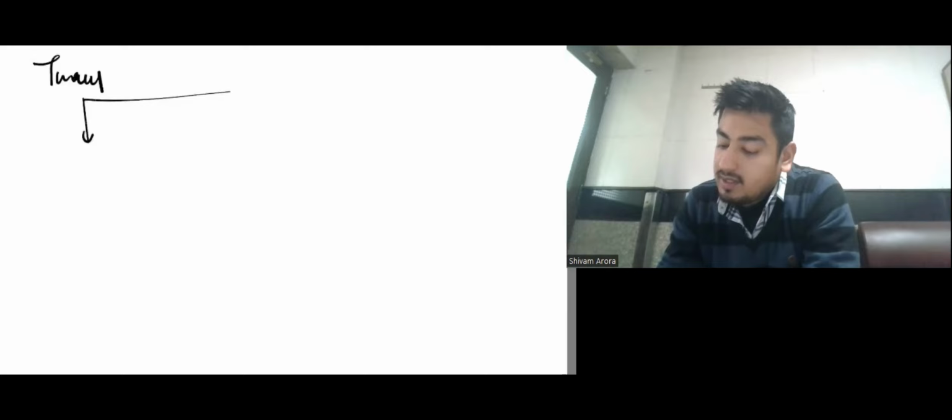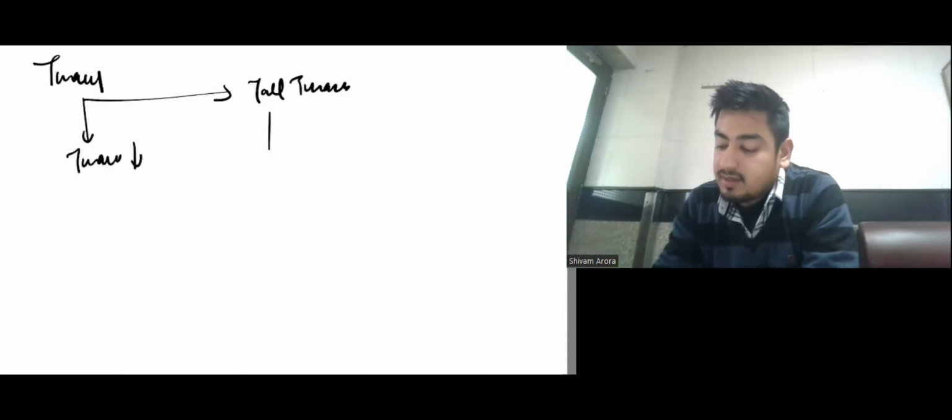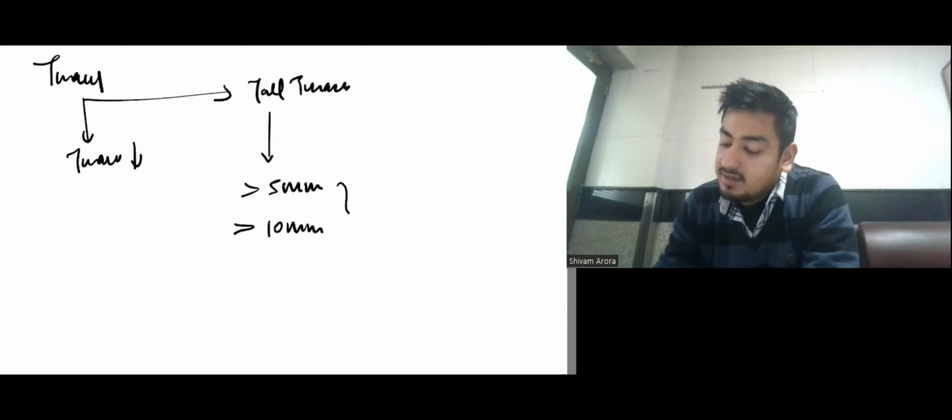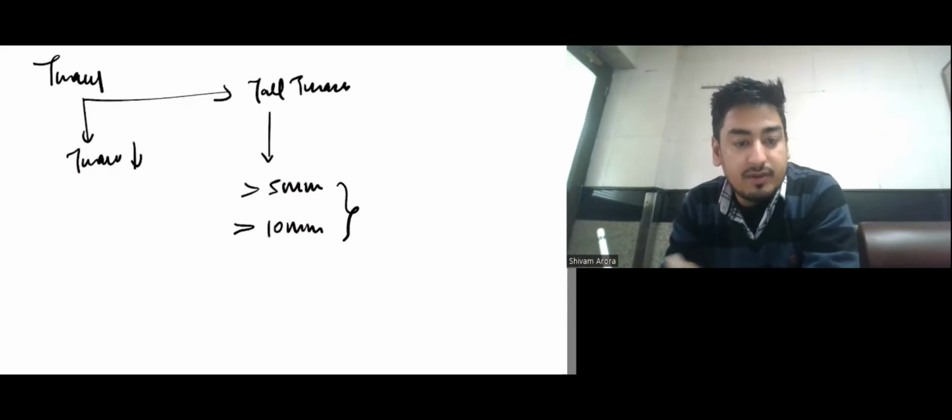So T wave abnormalities can be tall T waves or T wave inversion. Out of them, tall T wave is important, so we'll discuss tall T waves. When the T wave is more than 5 mm in limb leads or more than 10 mm in chest leads, then we call it tall T waves.